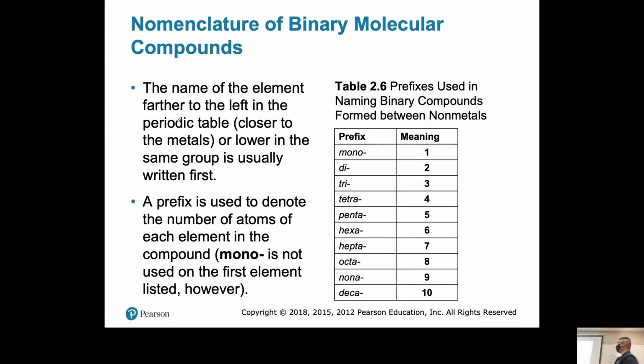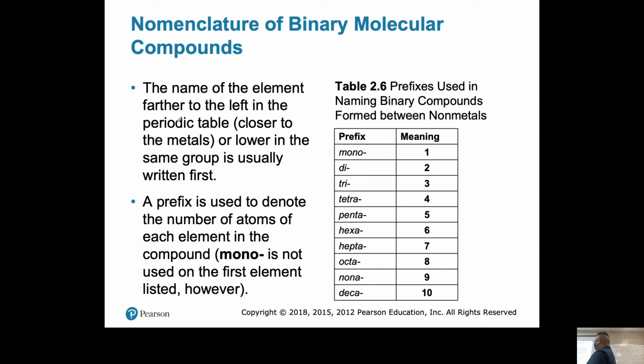Discussion. Okay? So nomenclature of binary molecular compounds. This is actually a little bit easier. Binary molecular compounds are literally compounds that are all nonmetals with other nonmetals.